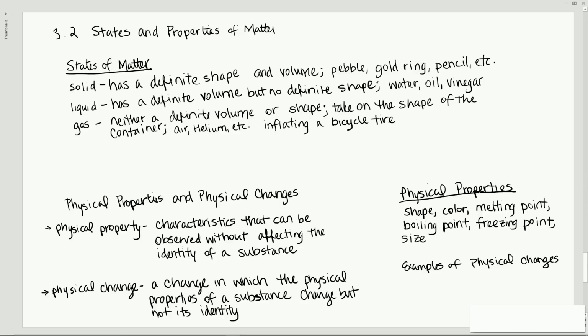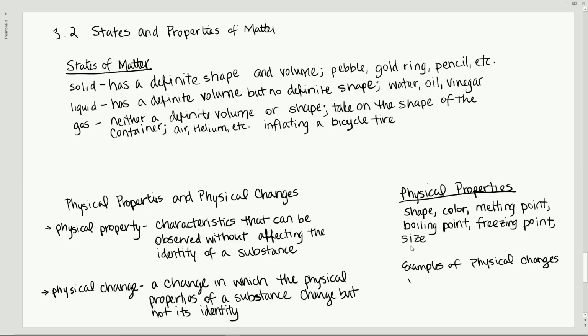So melting point is the point at which the substance would melt. Boiling point is the temperature that the substance would boil, and freezing point is the temperature that the substance would freeze. Okay. Some examples of physical changes. A physical change is a change in the physical properties of the substance, but it doesn't change its identity.